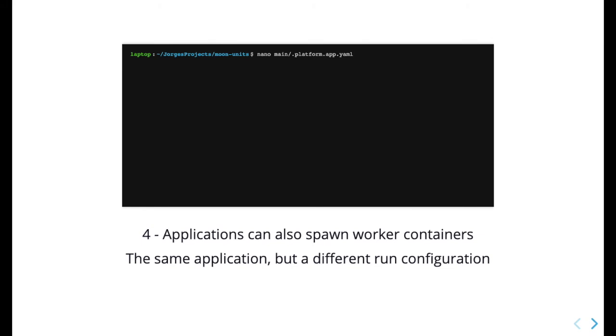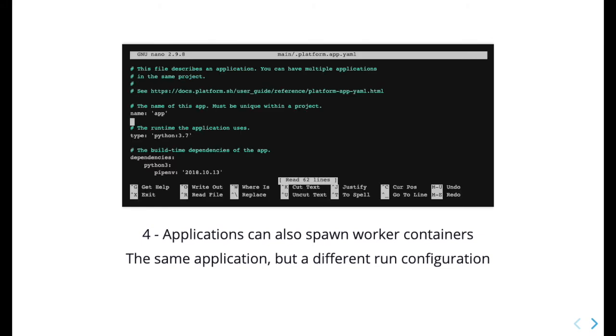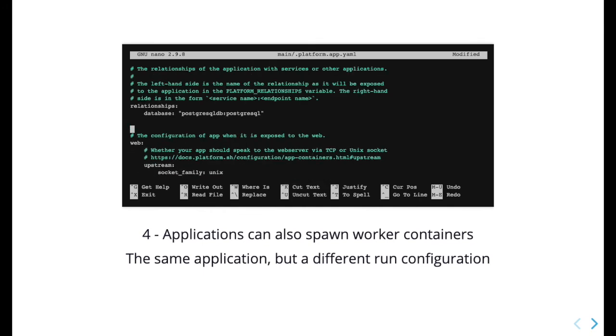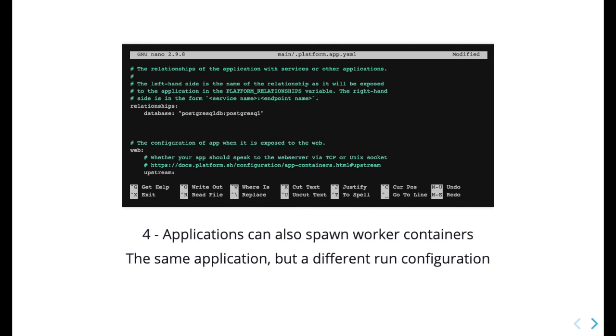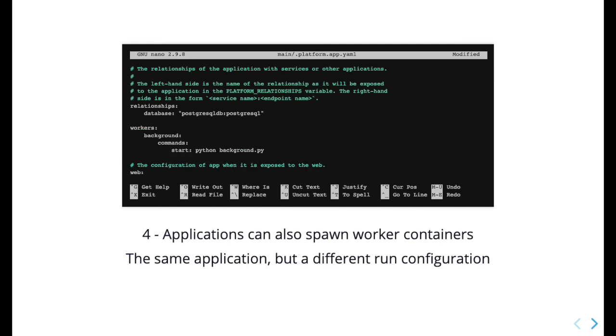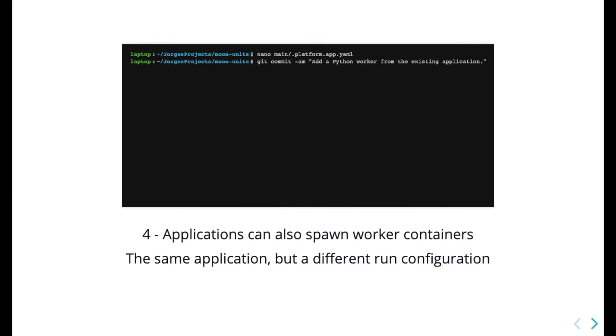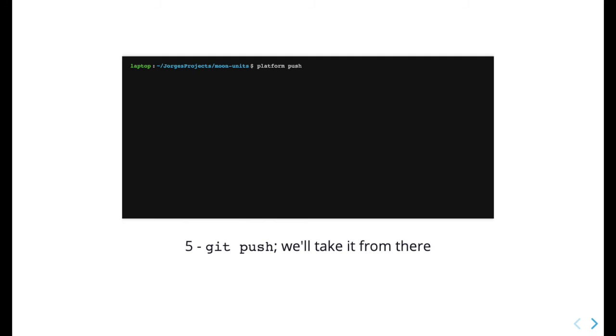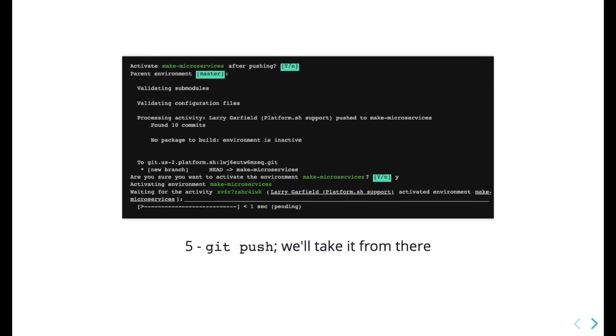In your new Microservices platform.app.yaml file, you can also configure the application to spawn worker containers with their own run configuration. Push the changes, and Platform.sh will orchestrate the newly configured cluster automatically.